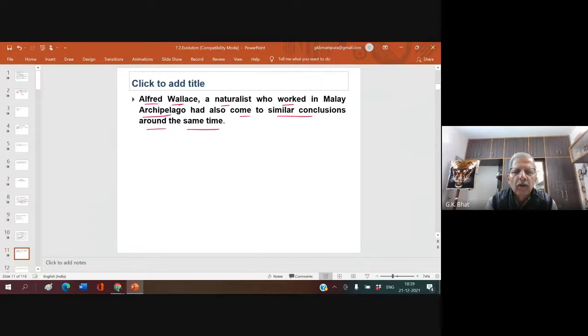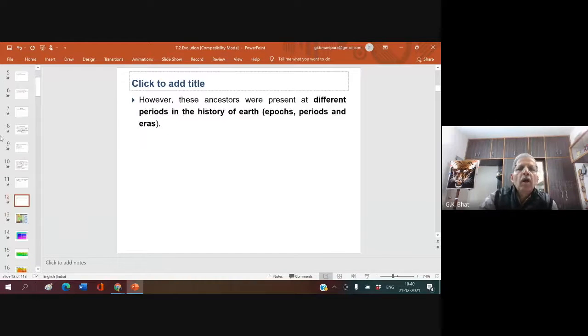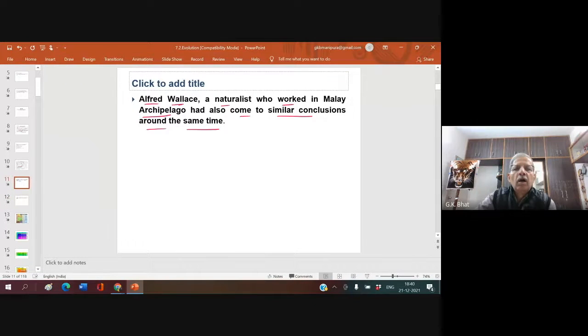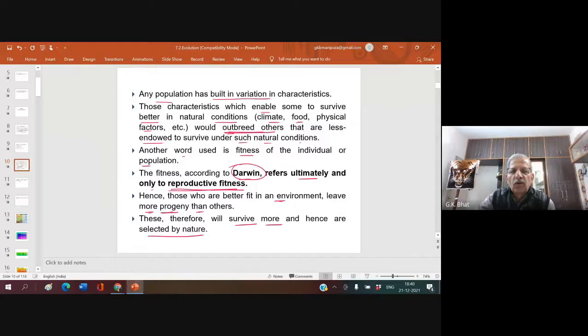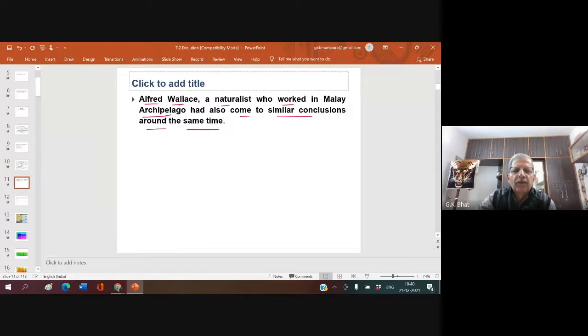So this is about Alfred Wallace, another great scientist who worked just like Darwin by going to an island, called the Malay Archipelago. Right? Now, let us move on. We are looking into fitness. Darwin gave importance to reproductive fitness and not simple physical fitness. Alfred Wallace also observed the same thing. Another naturalist who worked in the Malay Archipelago had also come to a similar conclusion around the same time.